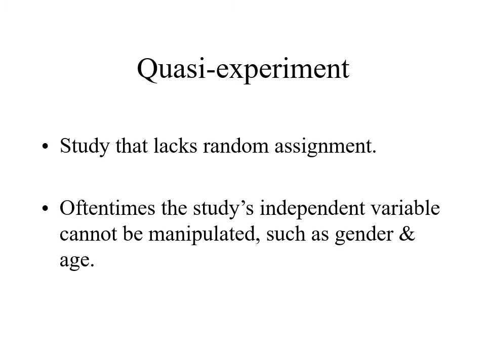And so what happens is that the study's independent variable basically lacks manipulation. Sometimes you are interested in gender, sometimes you're interested in age, and neither of these things can you manipulate. Okay, so whenever you see gender or age, you can know that this is some sort of quasi experiment already.